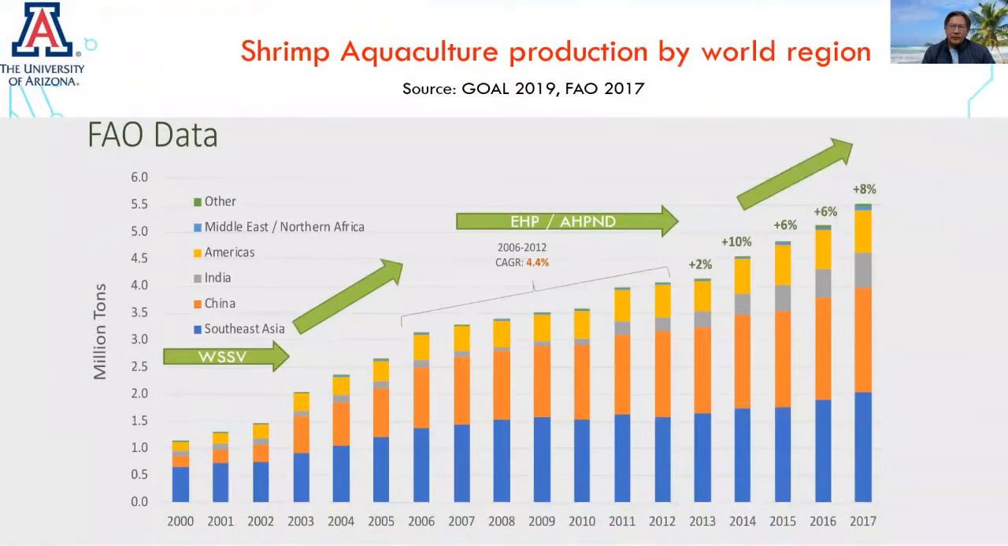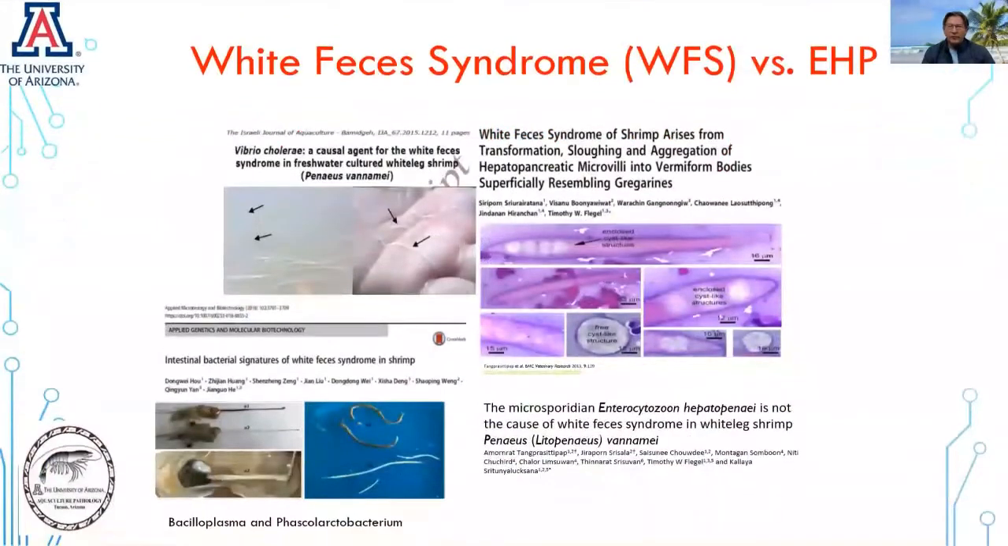This figure briefly shows how enteric pathogens such as EHP and HPND have caused a decrease in shrimp production during the last 10 years. That is the reason everybody is working on this pathogen, especially EHP.